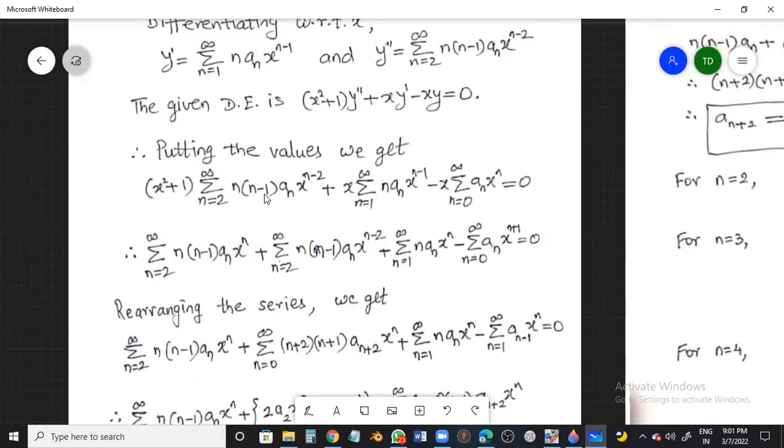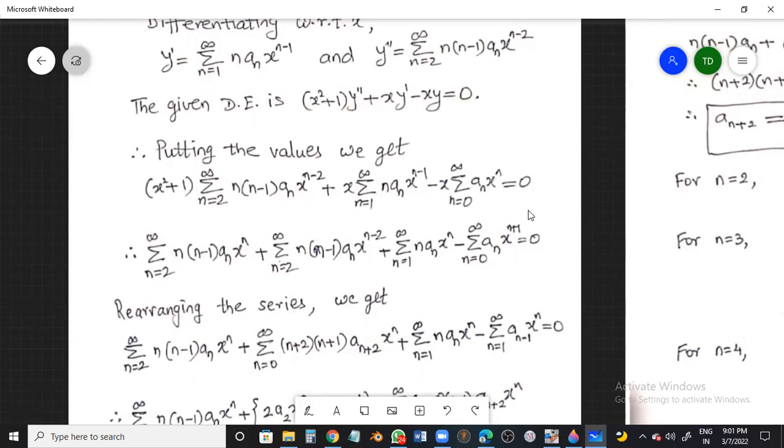Next, what you see is x is there. Summation starts now from n equal to 1 to infinity. Already we have seen this here: n times an x raised to n minus 1. And minus, there was x, so I have written x, and y we have replaced by the series. And the right side is 0.